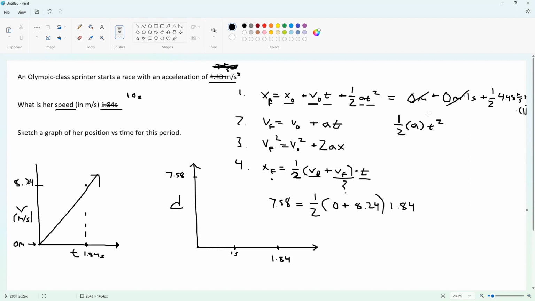2.24. That is correct. You're good. So now we have 2.24. If we gauge here, let's say this is 8, divide this into 2, this is 4, divide this into 2, this is 2. We got 2.24, which is right here. And you see how this is not linear.